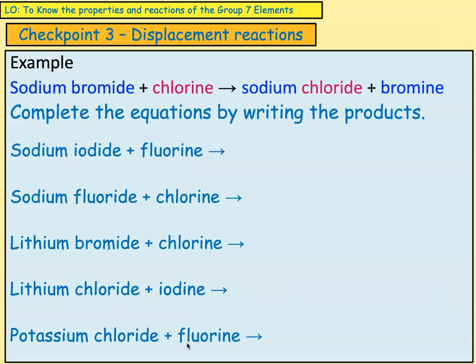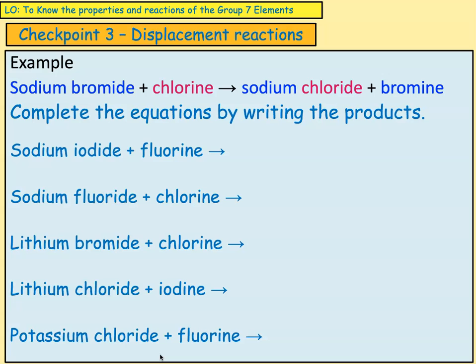Okay, so our last checkpoint, I want you to complete the equations by writing the products. So you have to say whether you think that the halogen that is coming in to react with the compound will displace the halide ion that is already in there. So for instance, will fluorine displace iodine? Will chlorine displace fluorine? Okay, if you don't think that they will displace, then you write no reaction. So pause the video now and complete the equations and then come back and we'll go over them.